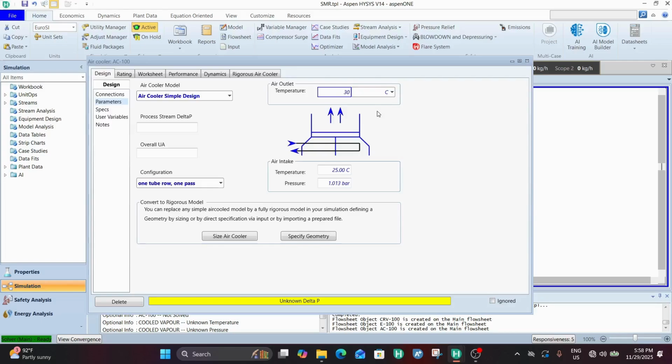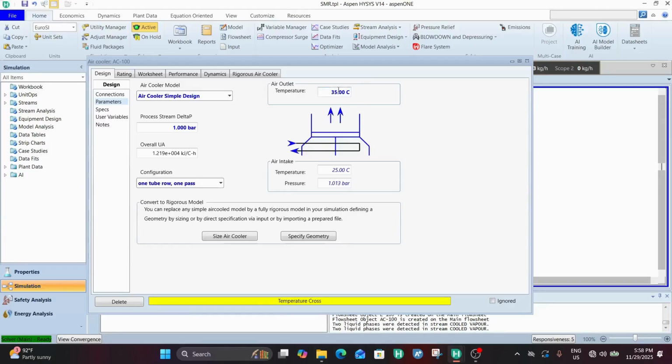Well, it does depend also on the region. But the air intake, what we have here preset, is 25 Celsius. That's the ambient temperature. So we could just make ours slightly above the outlet temperature of our stream. We just make it, let's say, 35 Celsius. Good. And then we specify our change in pressure. Let's give it 1 bar.